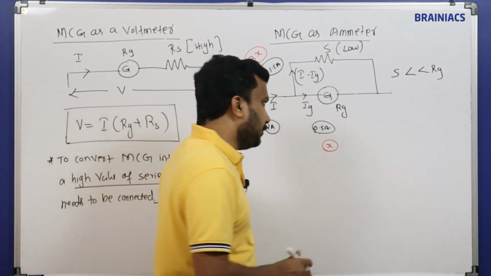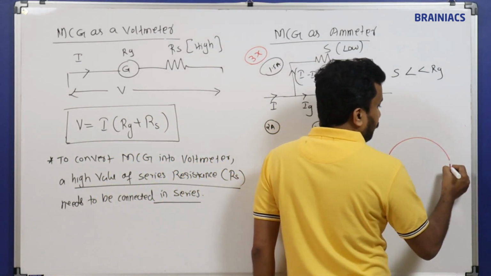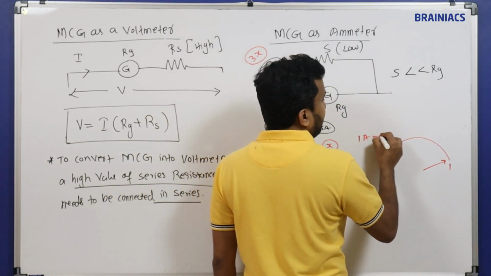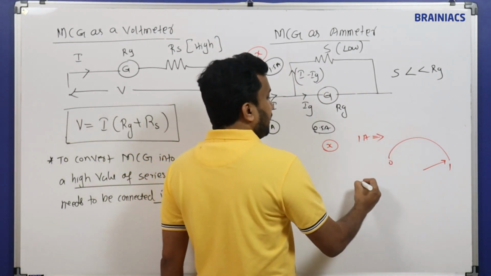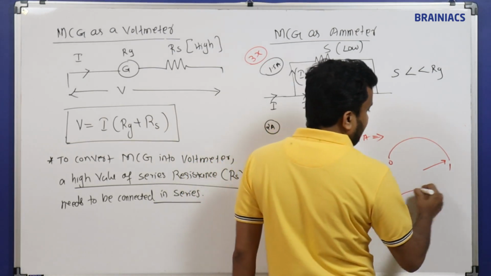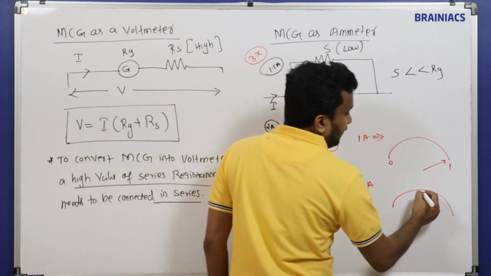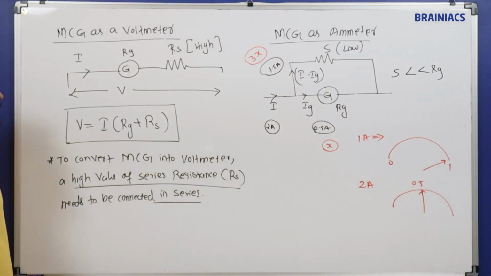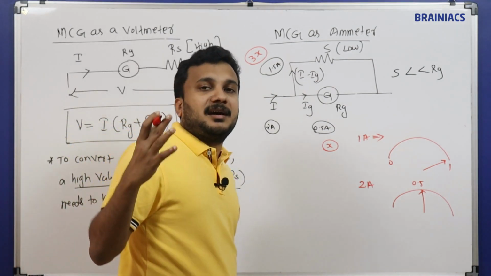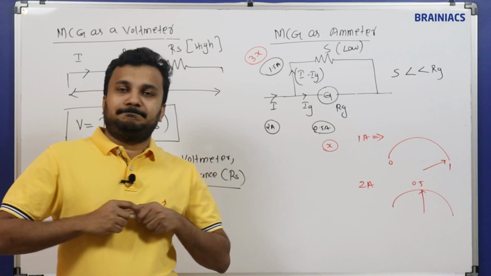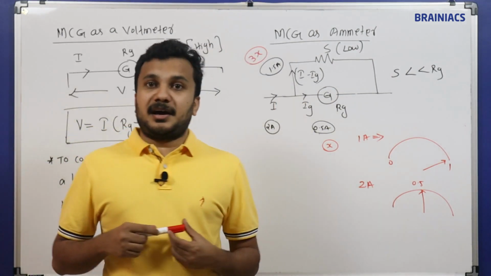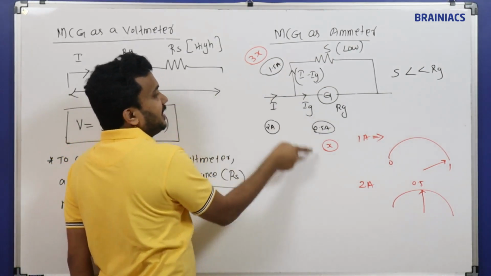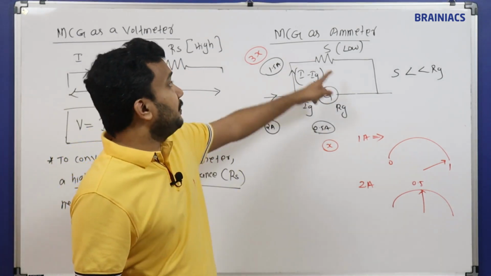Which means the galvanometer's maximum reading is 0 to 1, as I told you. This case is applicable when 1 ampere current is passing through it. Now my current is coming as 2 ampere. The current passing through the galvanometer is now only 0.5. So the galvanometer will show that my current is 0.5 ampere. But I know the ratio between 3x and x, because I know the value of the shunt resistance.